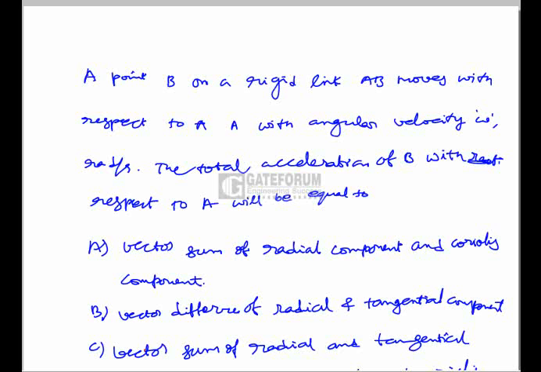On a rigid link, AB, B moves with respect to A with angular velocity omega radians per second. The total acceleration of B with respect to A will be equal to, here the options are: vector sum of radial component and tangential component; vector difference of radial and tangential components; vector sum of radial and tangential components; and vector sum of tangential and centripetal component.